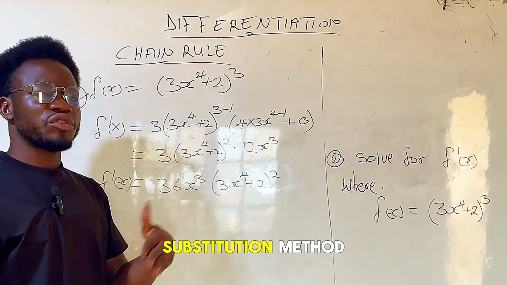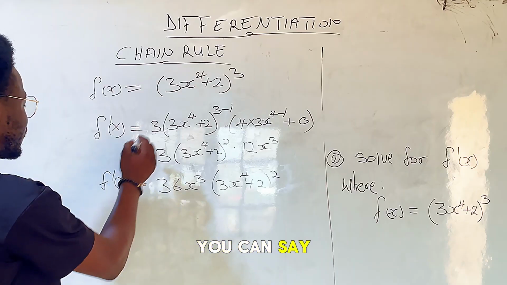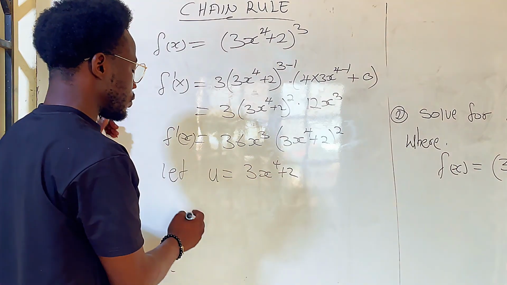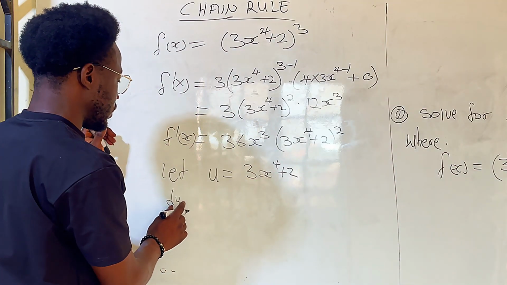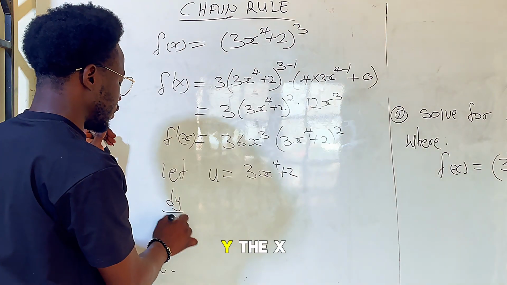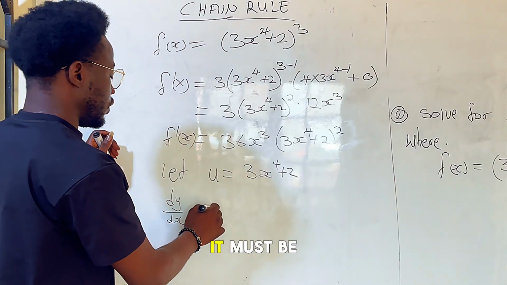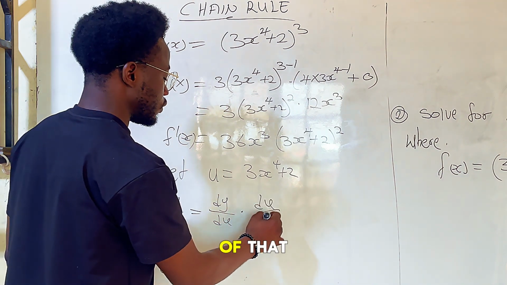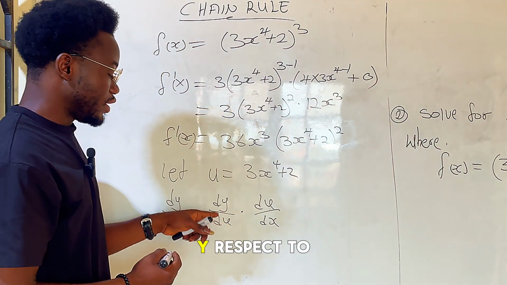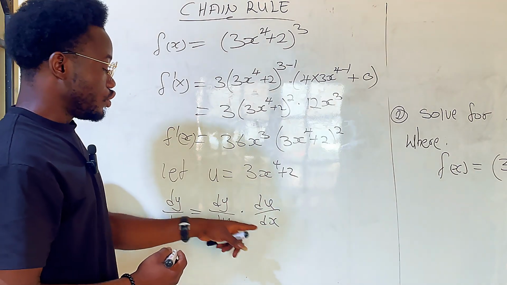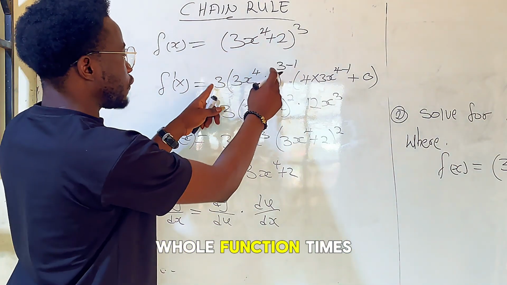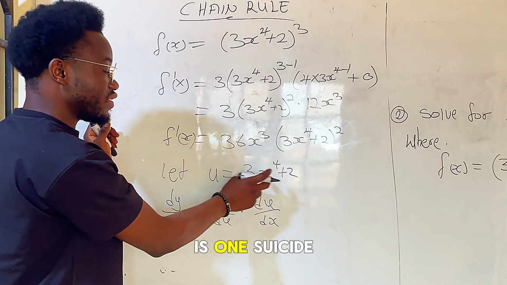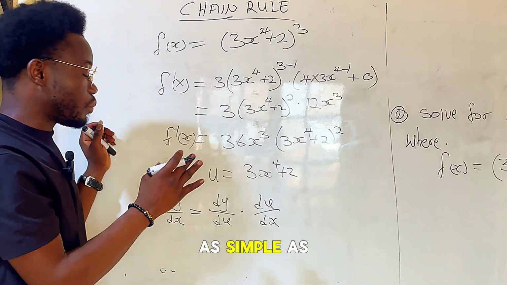But again, you can use the substitution method to deal with this question. You can say that let u be equal to 3x exponent 4 plus 2. Because from the chain rule, to find dy/dx, which is the same as f prime, it must be equal to the differential of this times the differential of that. So you are differentiating y with respect to u and differentiating u with respect to x. So this is the first portion. You are differentiating the whole function, times you are differentiating what is inside. You see? Because the u is what is inside. And that's the same method that we have applied here, simple as that.